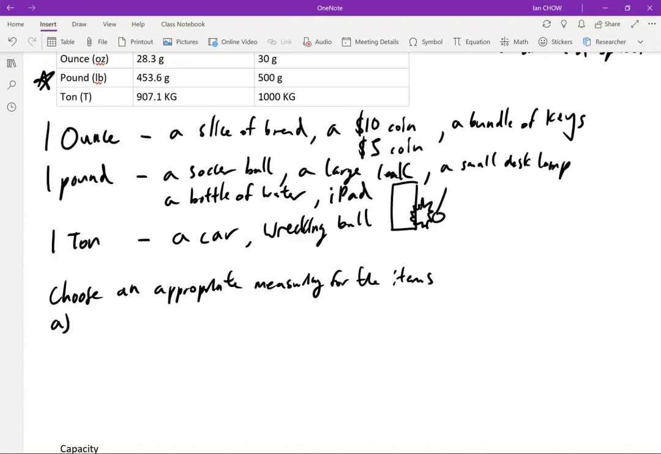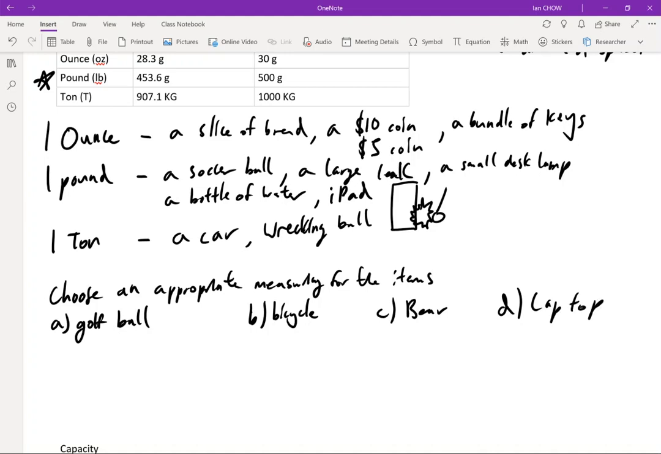Let's say A, we have a golf ball. And we all know how small a golf ball is. And then B, let's do a bicycle. And then C, let's do a bear. And then D, let's do one more. Let's do a laptop. So we have 4 different things.